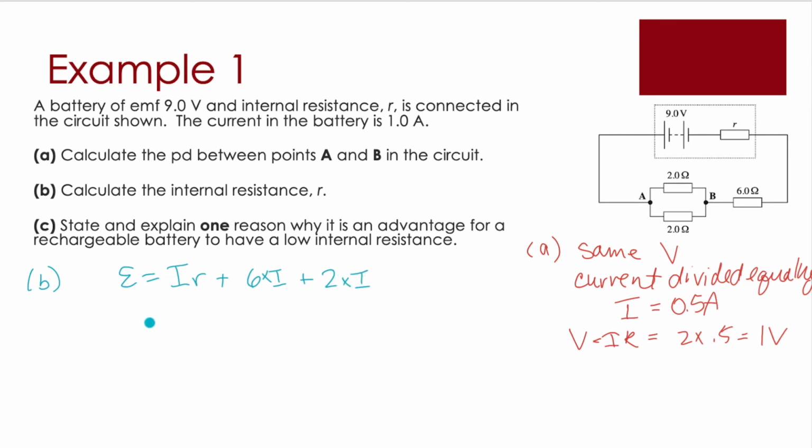So let's substitute in some values that we know. We know the EMF is 9. I know the current is 1. I don't know r. This is going to be 6 times 1 and 2 times 0.5, because remember, only half the current goes through that resistor. That tells me my internal resistance is going to be 2 ohms.